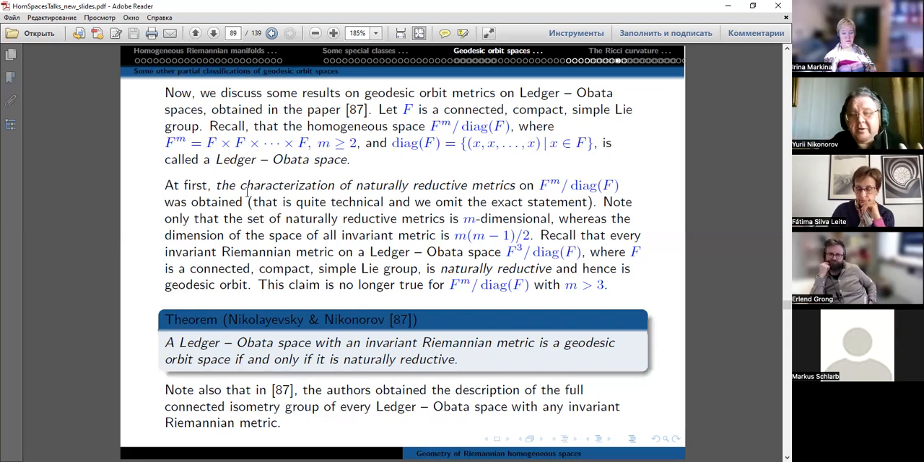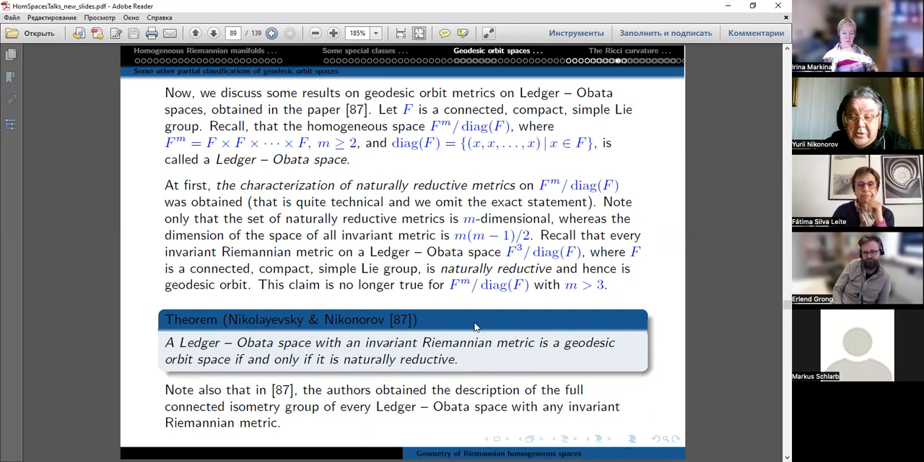It's not so easy to find papers where authors work with all metrics. They choose only some subfamilies, which is more or less simple. But we want to consider all metrics, and it was not so easy really. It is some technical problem, very serious. In any case, we have a classification.